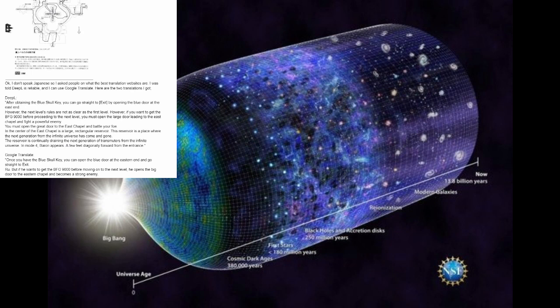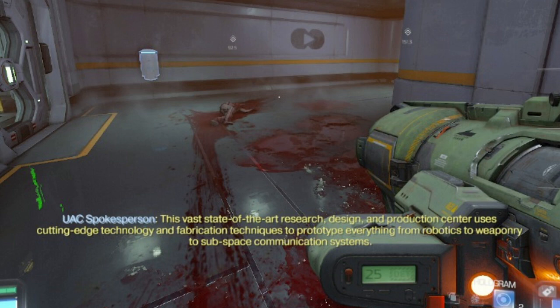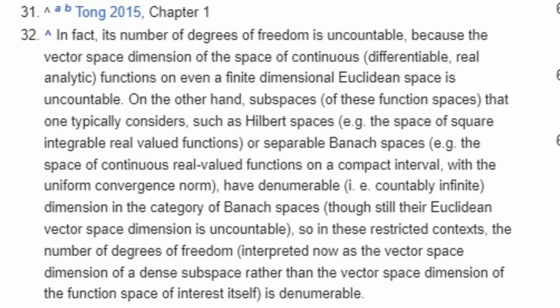A universe in Doom is an infinite-sized space-time continuum, four-dimensional pseudo-Euclidean space, also known as a Minkowski space. Universes are also associated with a subspace. Subspaces that one typically considers, such as Hilbert spaces or separable Banach spaces, have denumerable, countably infinite, dimension in the category of Banach spaces, though their Euclidean vector space dimension is still uncountable.